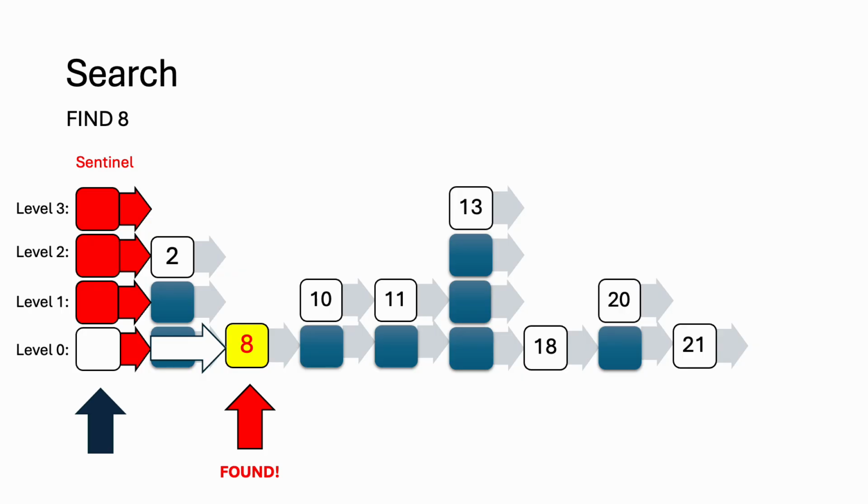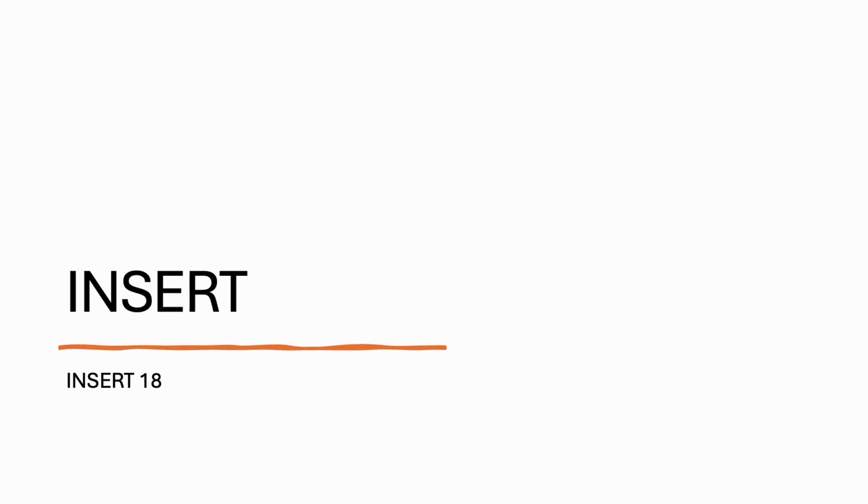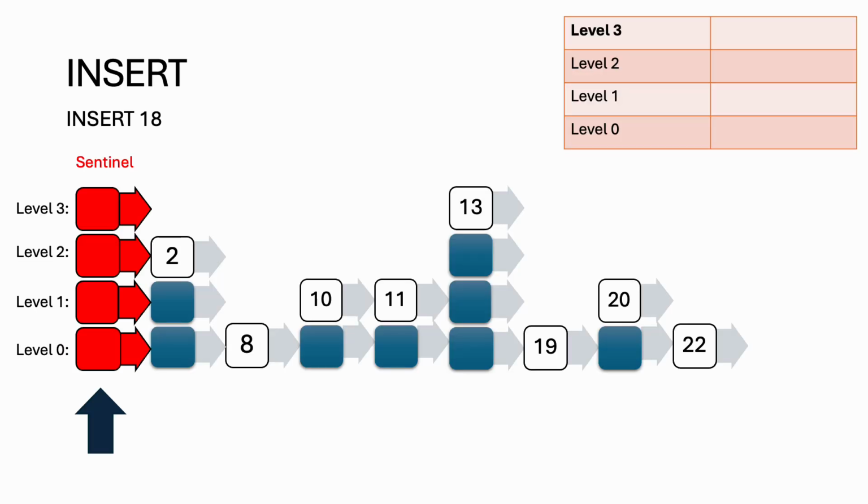Okay, let's move forward to insertion. Now we're going to see insertion in action. First, we'll insert the value 18 in our skip list. The process involves two main steps. First, finding where the new element belongs, and second, determining how tall the new node should be using randomization.